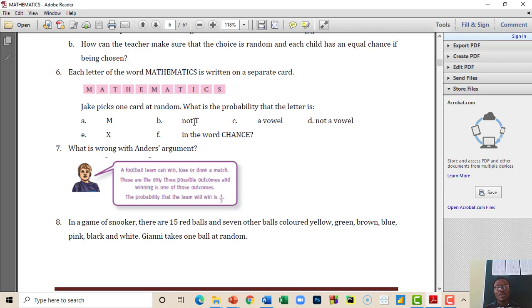Now, the C part, probability of getting a vowel. Vowels, we need the I, A, E, O, U. So let's count how many vowels we have here. This is 1, then this is 2, this is 3, this is 4. 1, 2, 3, 4. So it will be 4/11. Now, not vowel is 1 - 4/11, and that will give us 7/11. Now, probability of getting X. X is not in the card, so probability of getting X will be 0.